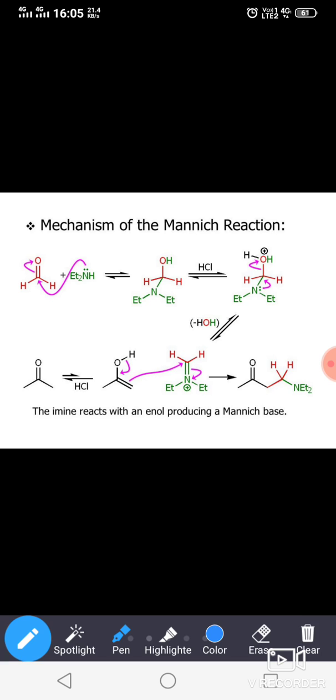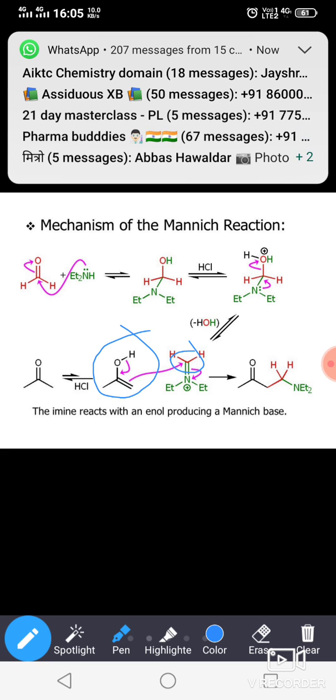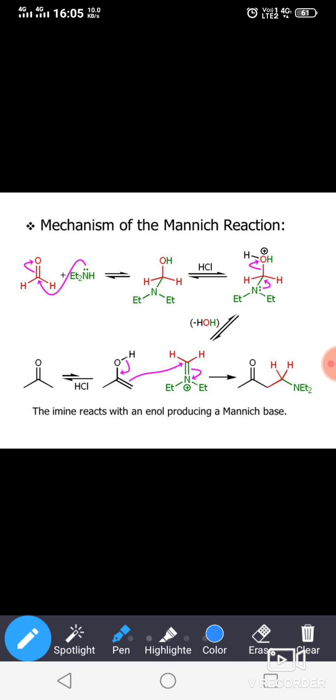So now, as the carbon has the positive charge, this enol has a double bond. If it has a double bond, it means it is electron rich. So this pi bond will get transferred to this carbon and it will form the bond. When this bond is getting transferred, the bond between this O and H will get transferred between carbon and oxygen. Okay, carbon and oxygen. So by reacting these two, you will form this beta amino carbonyl compound.